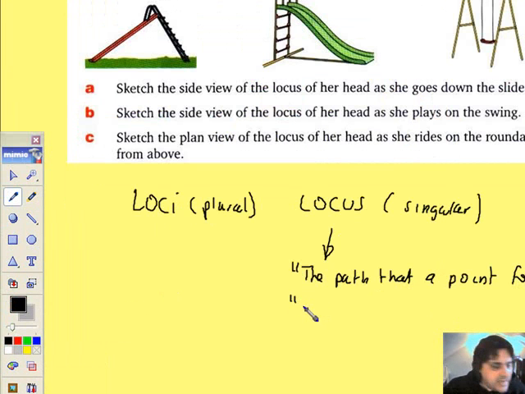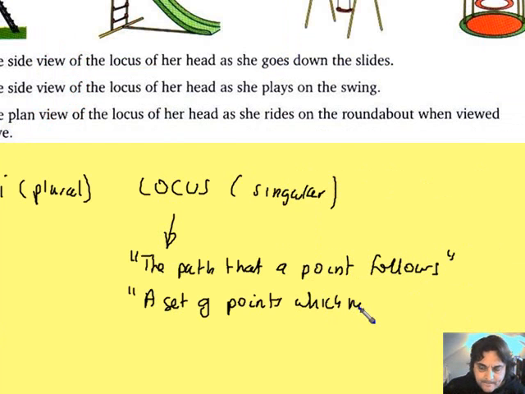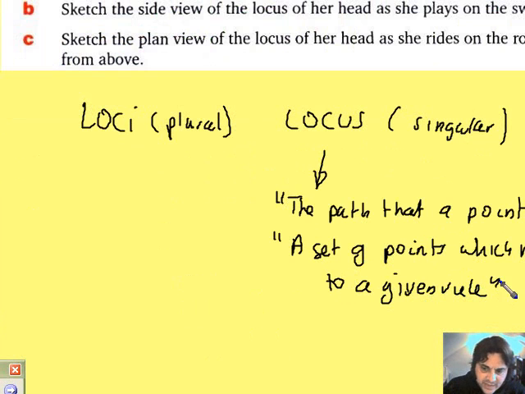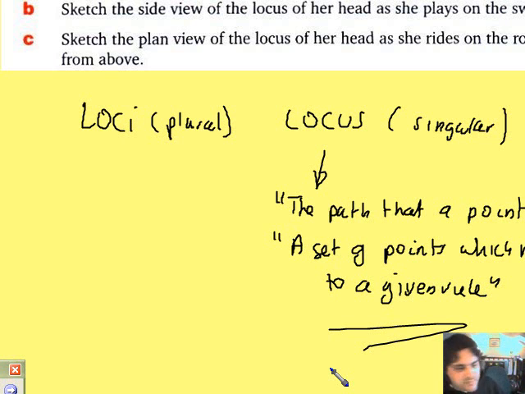Another way of looking at it, a set of points, in other words loci, a set of points which move according to a given rule. Now again, I'm going to put some flesh on this in a minute. That's just the bare bones of it. That's it. The path that is taken by a certain point, the path that a point follows, or a set of points which move according to a given rule.